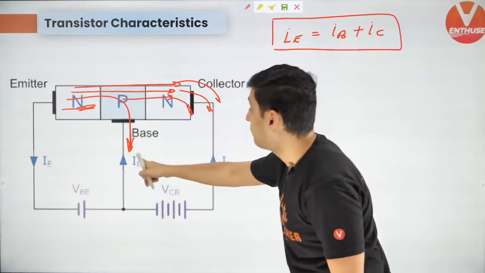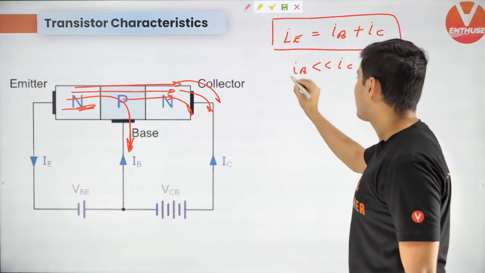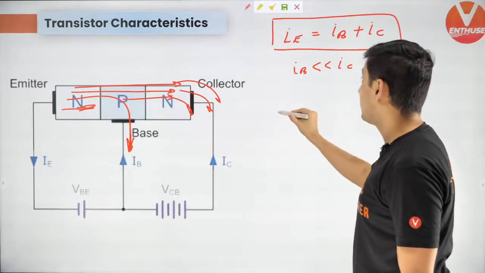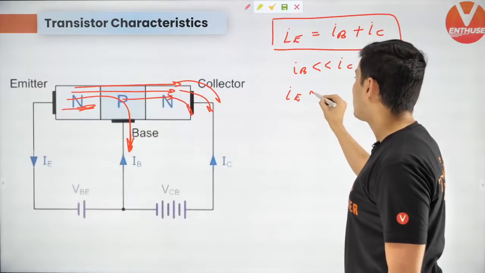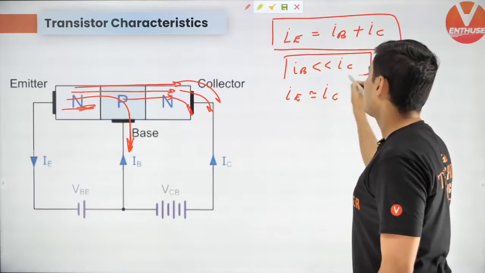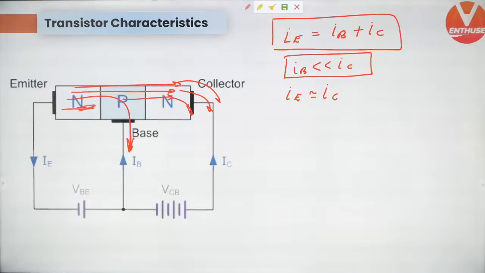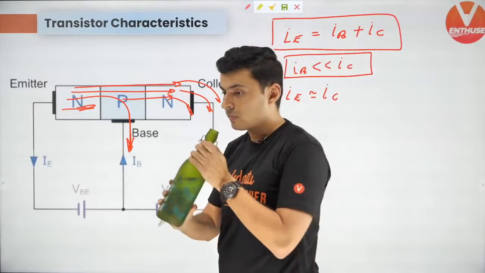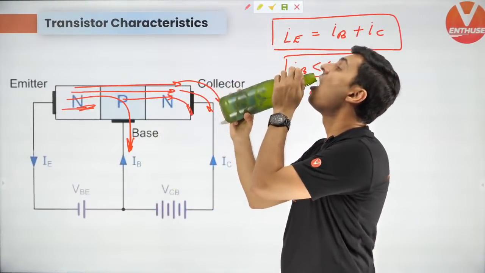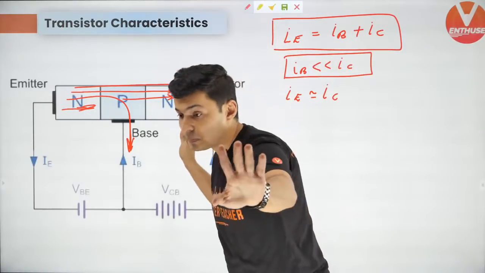Okay. Next important thing. Base current is very, very small as compared to other currents like collector current. So emitter current is approximately equal to the collector current. Very important things. Base current is very small as compared to the collector current. Keep this in mind. Very good. Next thing, if this much is clear.